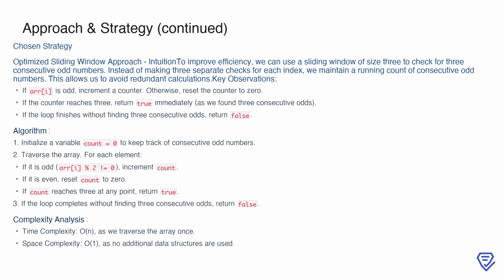This approach is not only intuitive but also efficient, as it avoids redundant checks and ensures we terminate the loop as soon as we find the solution. The time complexity remains O(n), but the early termination makes it faster in practice. The space complexity is still O(1), as we only use a single counter variable.